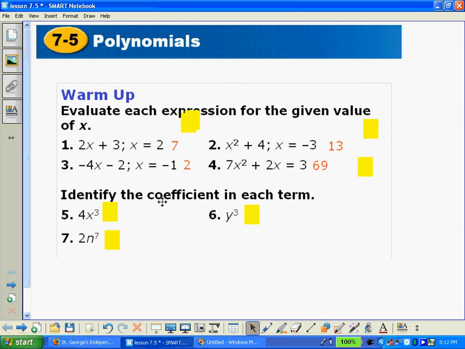Identify the coefficient. The coefficient is the number multiplied by the terms or the variables. In number 5, 4 is the coefficient. Number 6, 1 is the coefficient. There's not a number in front of that variable, so it's an understood 1. And in number 7, 2 is the coefficient.